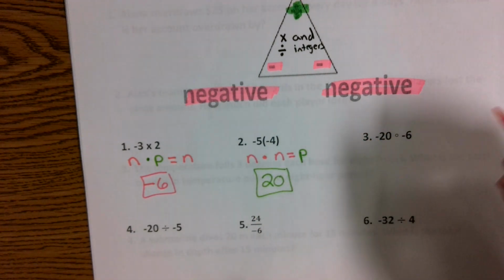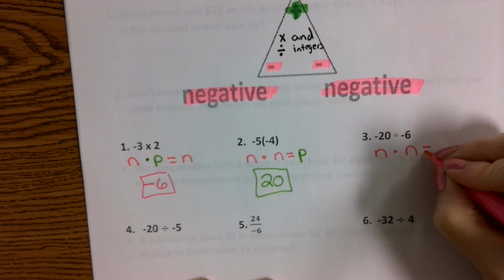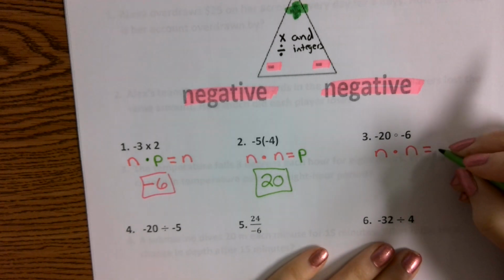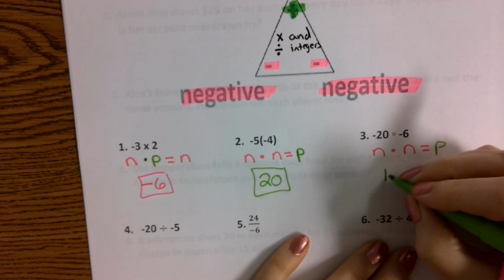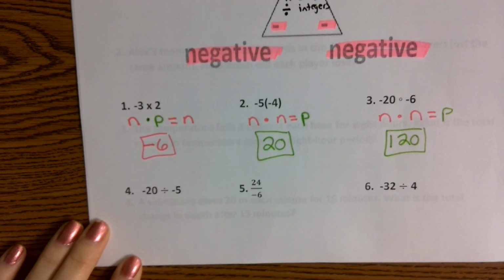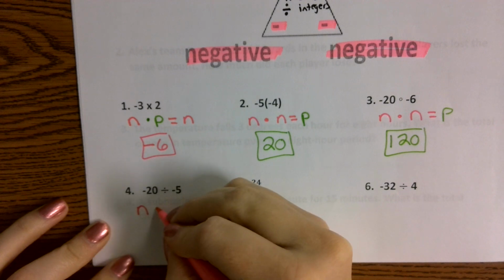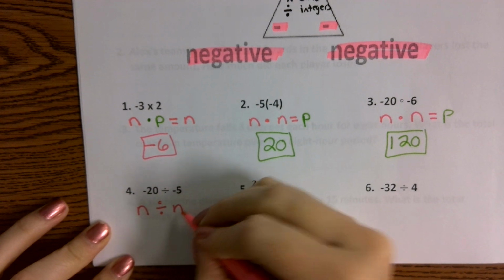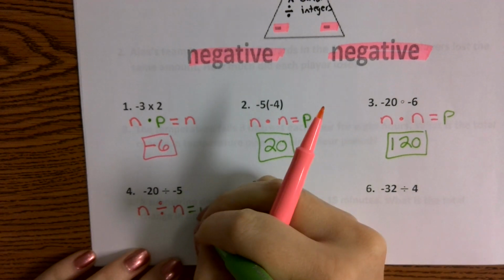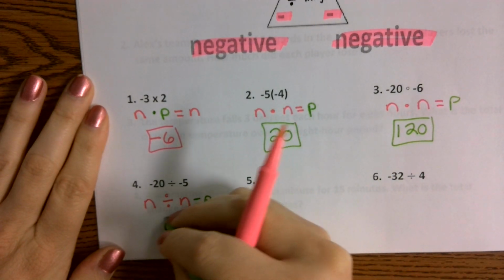Okay. For number 3, we have a negative and we are multiplying by a negative. That means we should have a positive. We should get positive 120. Okay, for number 4, we have a negative and we are dividing it by a negative. That means it's going to be a positive. And negative 20 divided by negative 5 is positive 4.